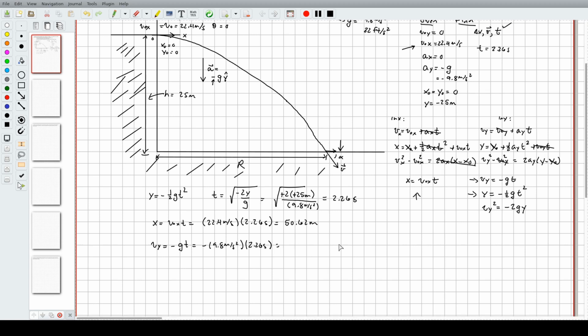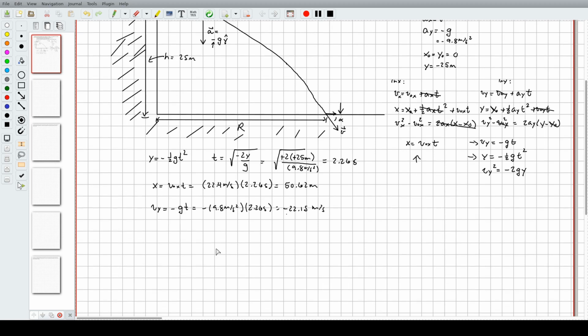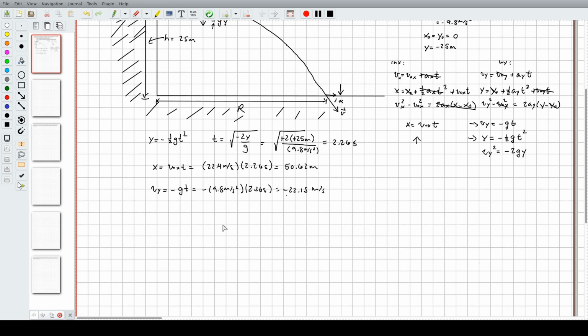Now, 2.26 times 9.8, 22.15-ish about. So minus 22.15 meters per second approximately. Which makes sense because it's falling down, so it's going to have a negative part on it. So that said, we have the y component. We have the x component up here. Let's go ahead and find the magnitude and the direction of the velocity.